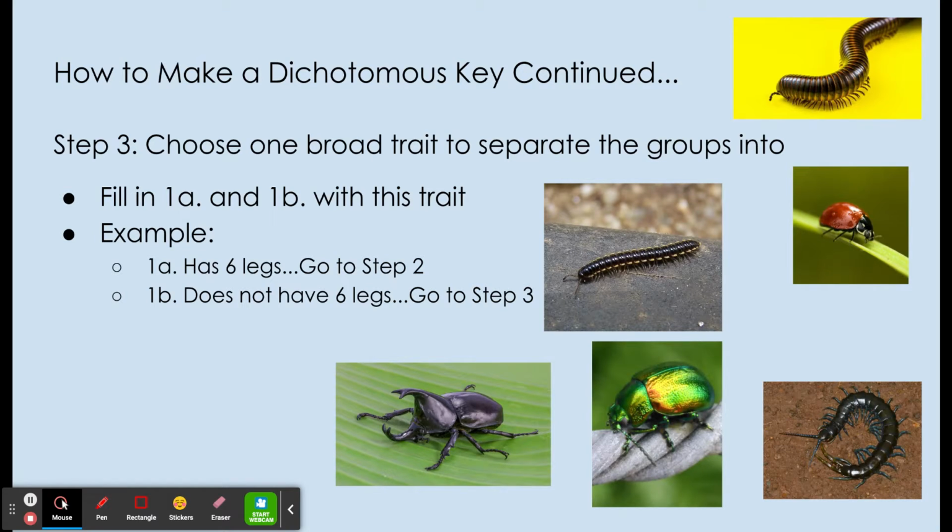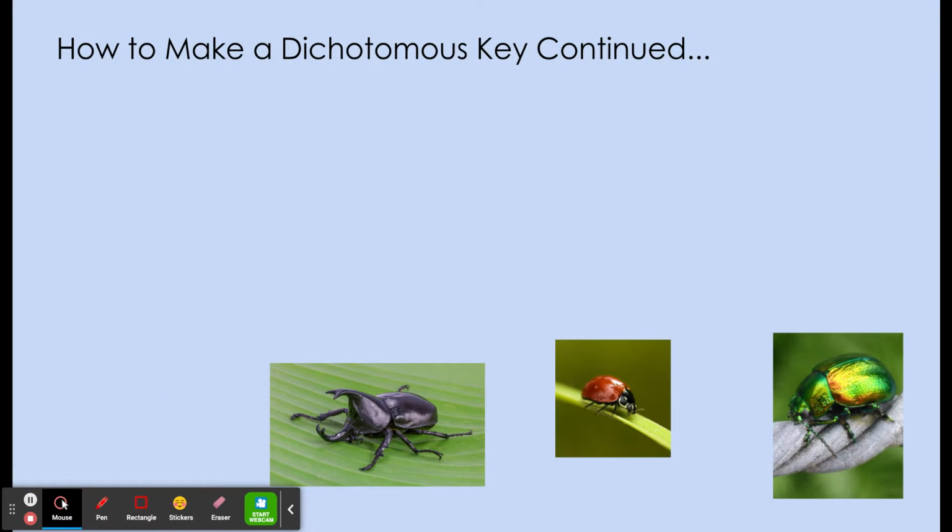So start first with that one trait that will separate these into different groups. So you can see my images of my insects here. I can easily take a look at these examples and I can see that I have 3 insects that have 6 legs and 3 that have more than 6 legs. But once again, sticking with the has or no, or does not, present or not present, those kinds of things. So I've taken my 6 insects that I have before me and I have already divided them into 2 equal groups.